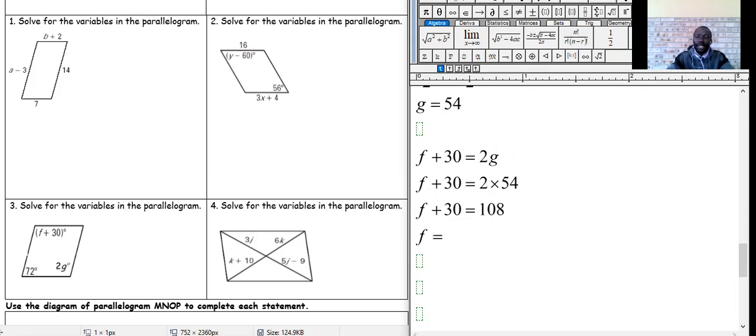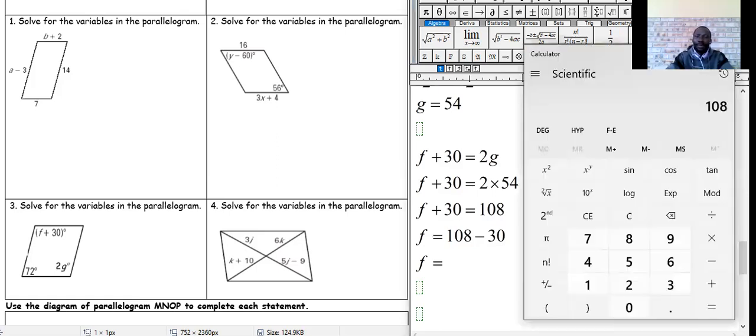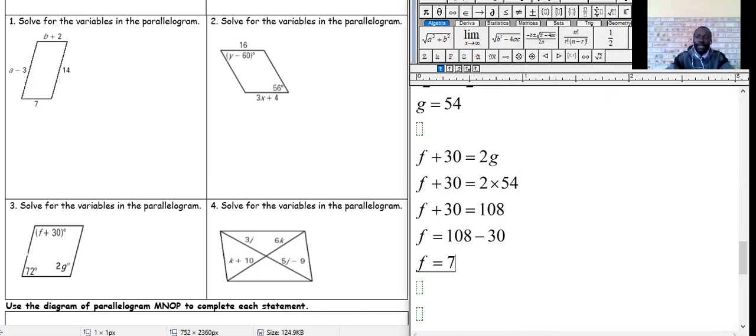Yes, F can be calculated when we transfer 30 onto the right-hand side. And so F is going to be equal to 108 minus 30. Let's check. 108 minus 30 gives us 78 degrees. So the value of F is 78. Yeah. So that's how we could handle that question.